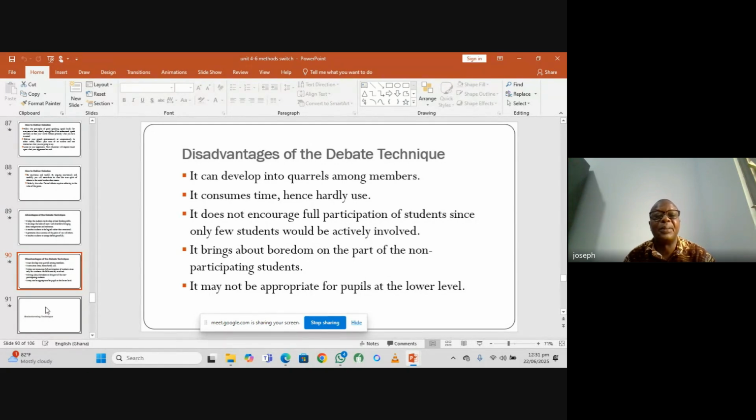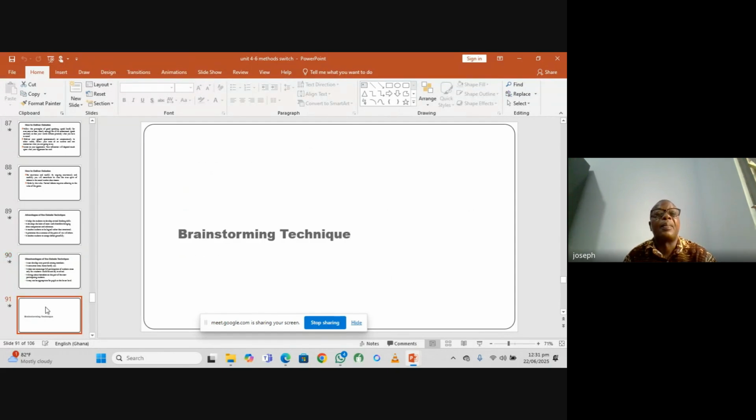It may also not be appropriate for people at the lower level where they can't speak fluently and advance their points. So these are some of the advantages and disadvantages of debate as a technique.